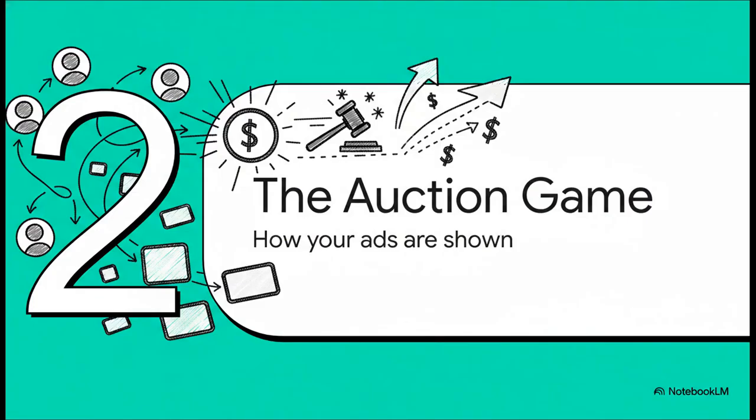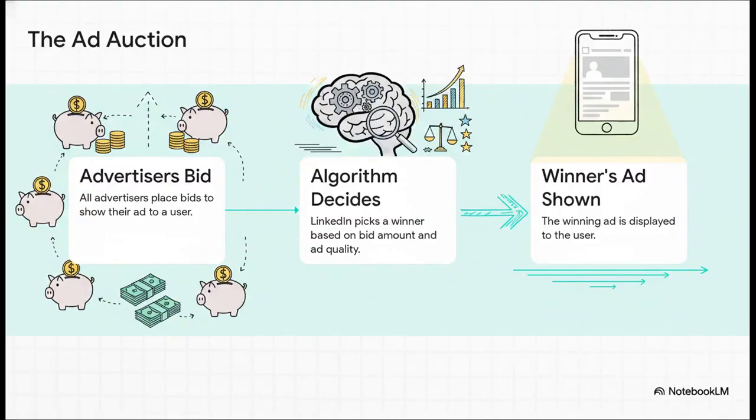Okay, so once you've set your bid, how does your ad actually reach people? Well, it all happens through a real-time auction. Every single time a user scrolls through their LinkedIn feed, an instant auction takes place for that ad space. The process is pretty straightforward.